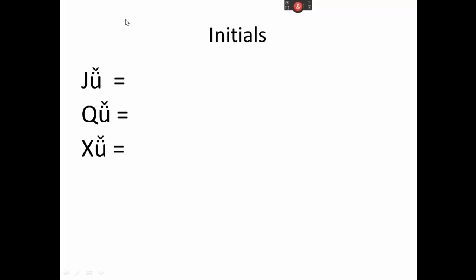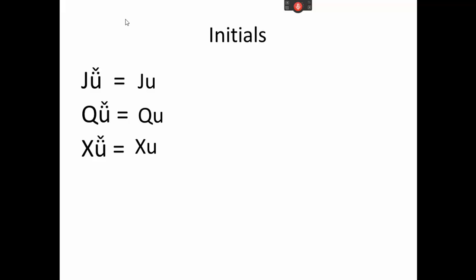Now here's something really irritating. Since in Chinese, J, Q, and X can only be followed by an I or an umlaut U, it was decided that, well, writing those two little dots is really too much effort. So they're just going to write JU, QU, and XU. But this doesn't mean J regular U, Q regular U, X regular U. These are secret umlauts. Because everyone knows that it has to be an umlaut U after J, Q, and X, everyone knows it's the secret umlaut U.